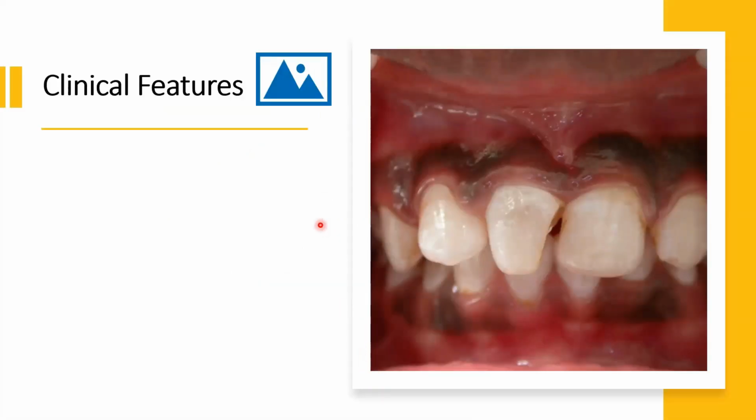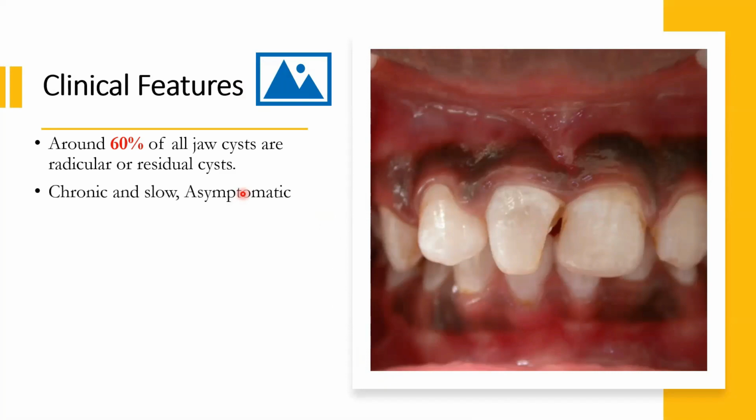Clinically, like I said, it is usually associated with teeth which have caries or any sort of trauma, and more than 60% of all jaw cysts are radicular cysts or residual cysts. It is very slow growing and asymptomatic in most cases, and it is identified only when the patient walks into your clinic or maybe over routine radiographs.